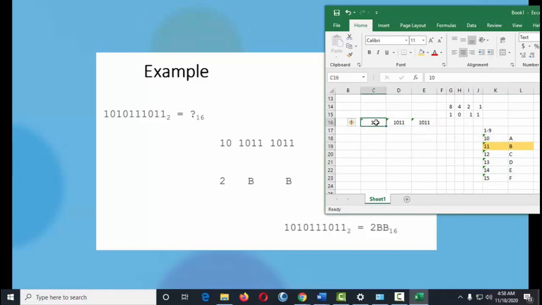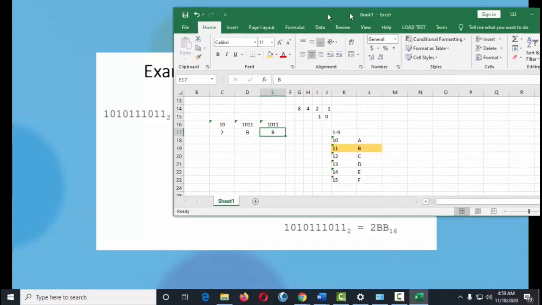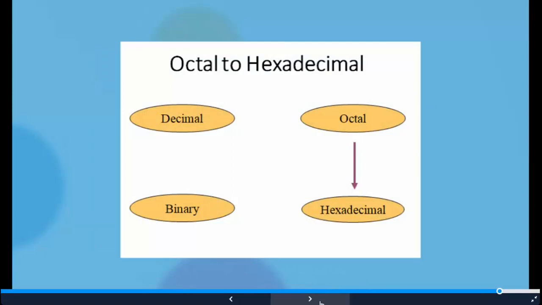And then finally is 1, 0, or 0 and then 1. So that is 2. So this is B, B, B, and 2. Okay? So 2BB. So you have now the conversion, binary to hexadecimal, the answer is this. Okay? So octal, how about octal to hexadecimal?